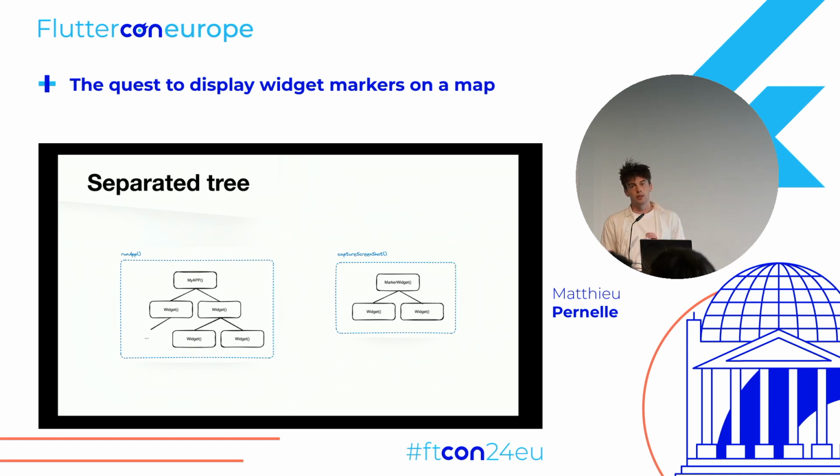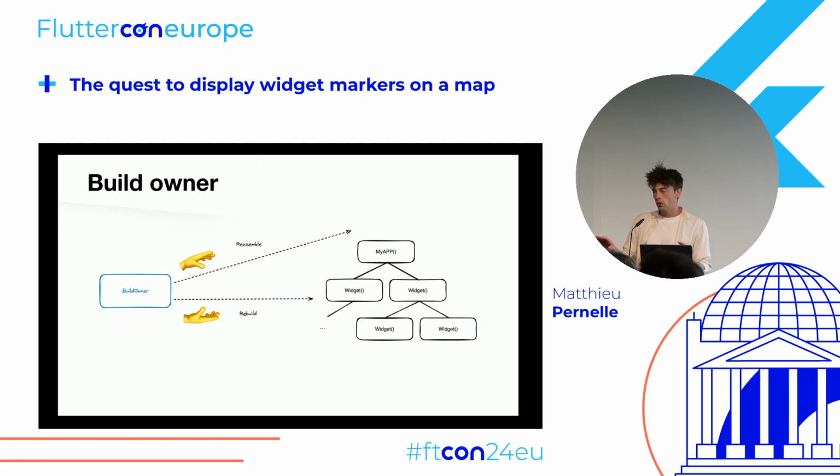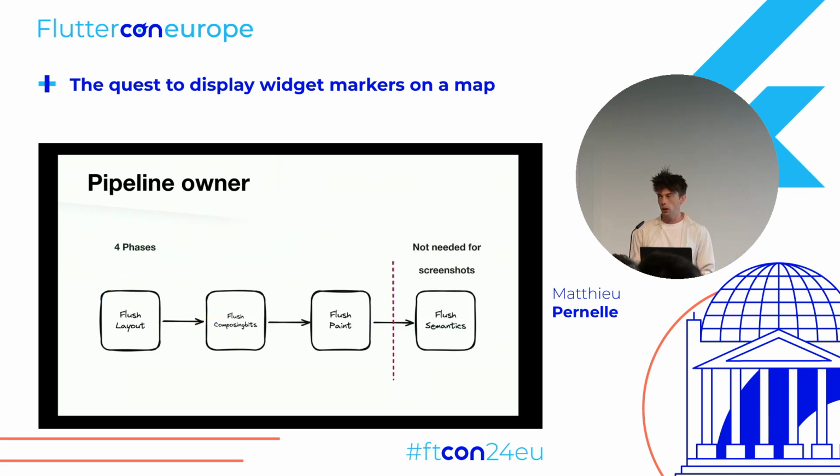But the problem is that all the markers we want to put on the map, they are not in our widget tree. Actually, we want a separate widget tree, and the main one is doing some pretty heavy stuff within the runApp function. So we'll have to look at two objects, BuildOwner and PipelineOwner. The BuildOwner is the object that is responsible for managing widgets within the tree, for example, reassemble and rebuild. And the PipelineOwner is composed of 4 phases.